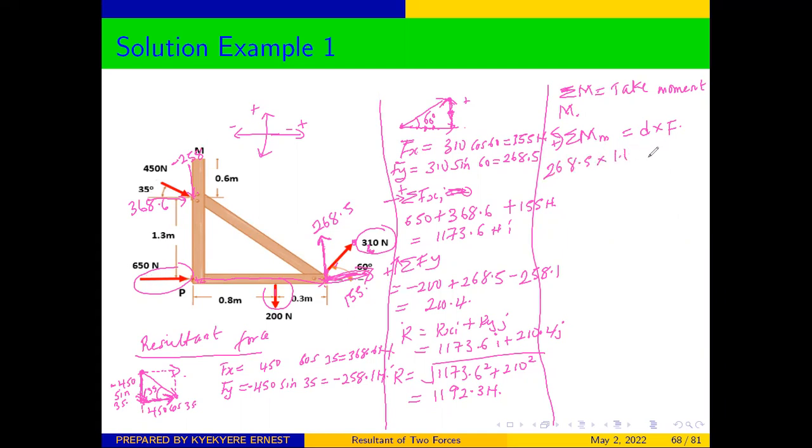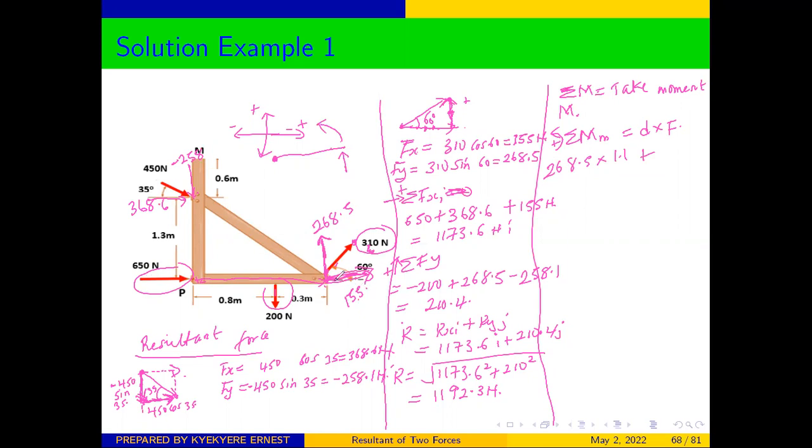1.1. And we check whether it will be clockwise or anti-clockwise. So the distance is here. And by the principle of transmissibility, this force here can be written as this. So you can see that if you have a force here and the distance is here, it will rotate. This point is fixed, so it will rotate this object in this direction, which will be anti-clockwise, and that will be positive, plus the s component here, which is 155.